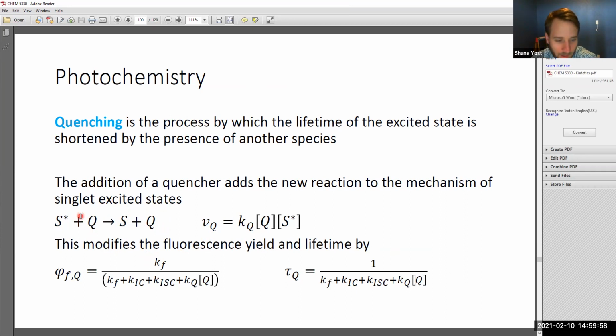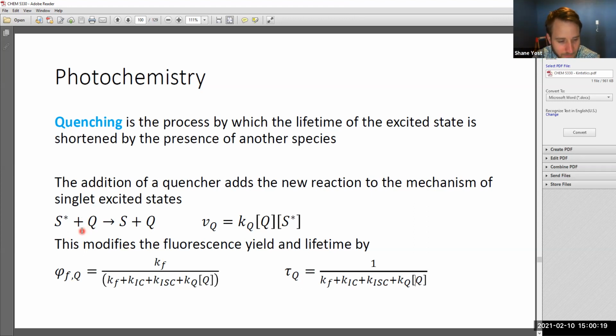If it does, it can still quench your system, but if it doesn't dissipate that energy quickly, then the kinetics don't work out as simply as we have here in certain aspects.